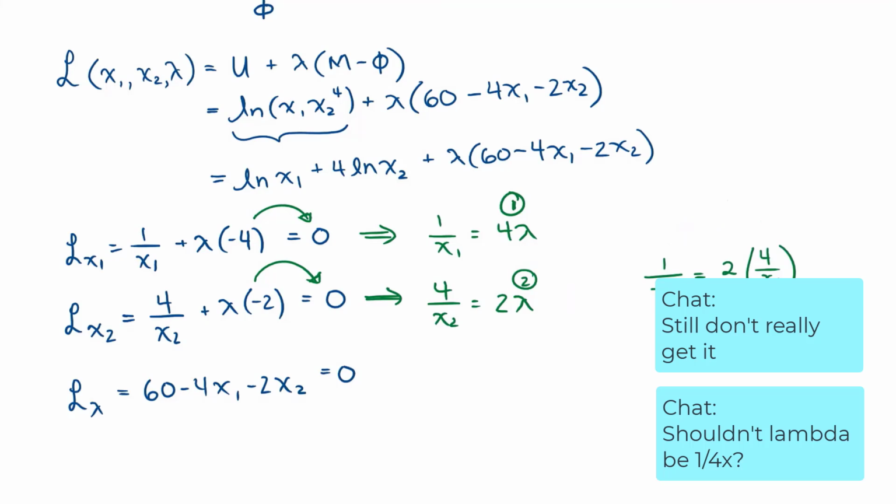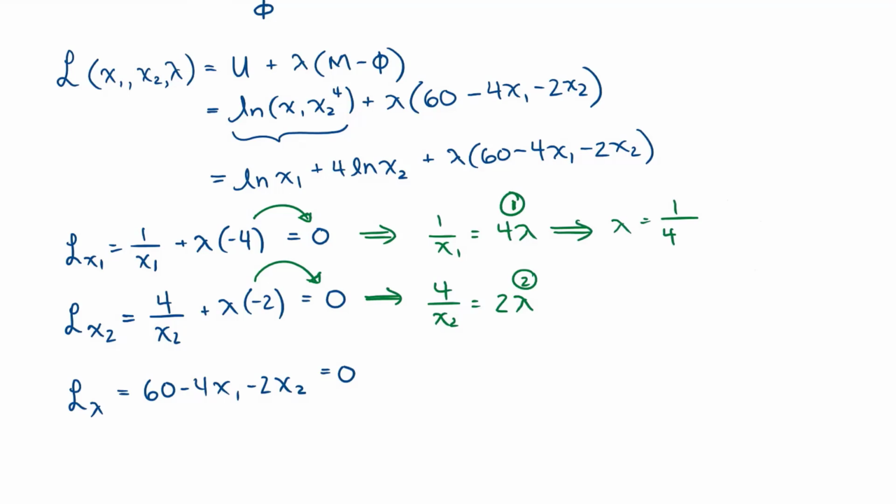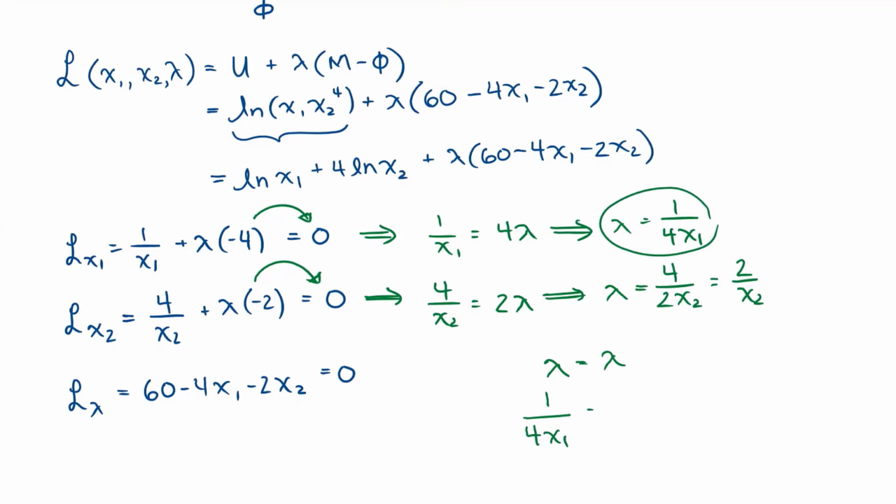Okay, so let's just do it that way. 1 lambda is equal to 1 over 4x1. And then with this one, I'm going to divide both sides by 2. Lambda is going to be equal to 4 over 2x2. That's going to give me 2 over x2. So then we're going to set lambda is equal to lambda. So 1 over 4x1 is going to be equal to 2 over x2.